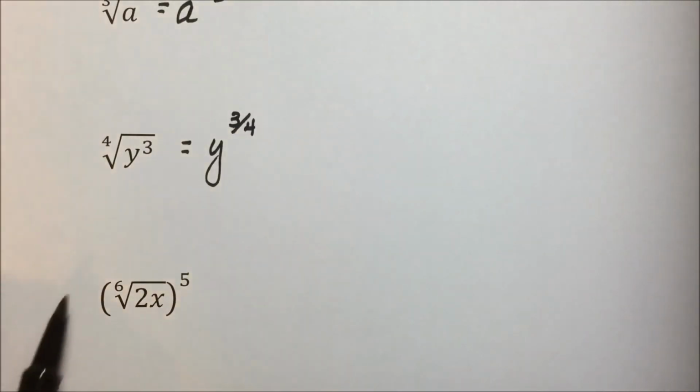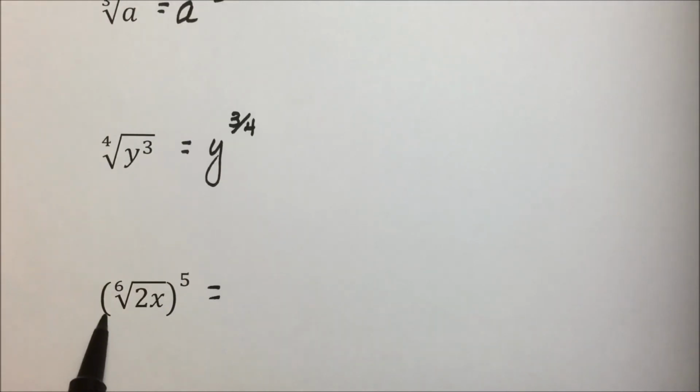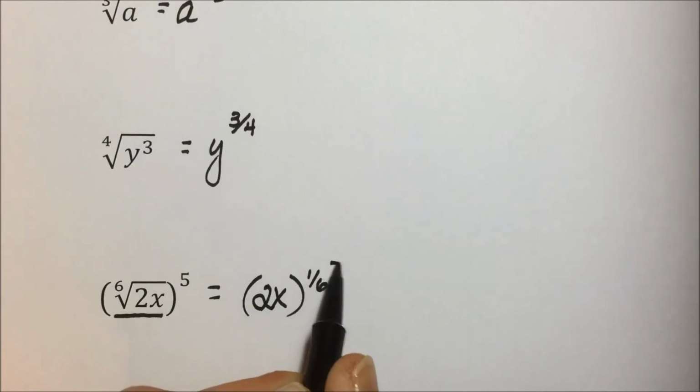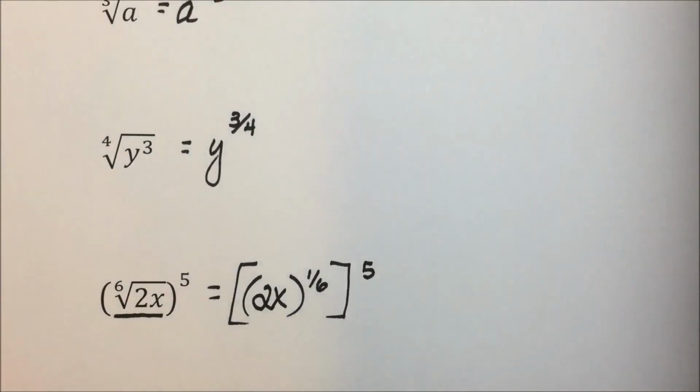Next, we have the 6th root of 2x raised to the 5th power. We can replace the radical in the parentheses with an equivalent expression using exponents, so it would be 2x raised to the 1/6 power, which takes care of the radical, and then it's raised to the 5th power. When we have a power raised to a power, we multiply our exponents together. 5 has a denominator of 1. When multiplied by 1/6 gives us 2x to the 5/6 power.